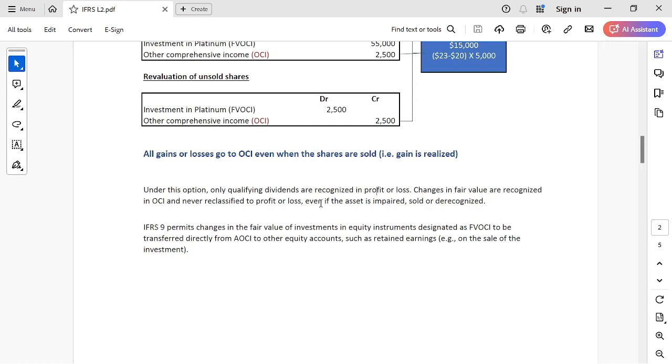So the changes, but we're more interested here in the changes in fair value. Changes in fair value are recognized in OCI and never reclassified to profit or loss, even if the asset is impaired, sold, or derecognized.